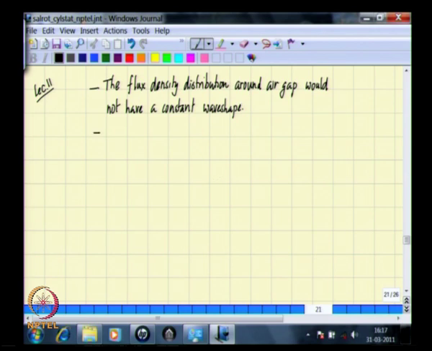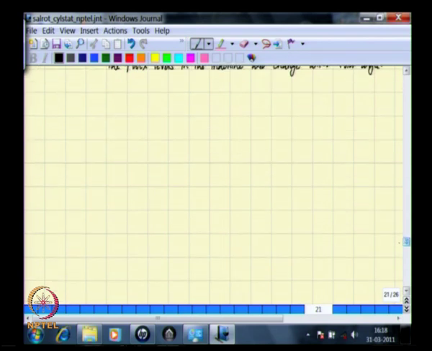And because of this, in addition to this, we could say that the flux levels in the machine also change with respect to rotor angle. That means if the rotor is going to rotate, then depending on where the rotor is, you may have large flux levels in the machine or you may have low flux levels in the machine. For example, let us look at this FEM result.